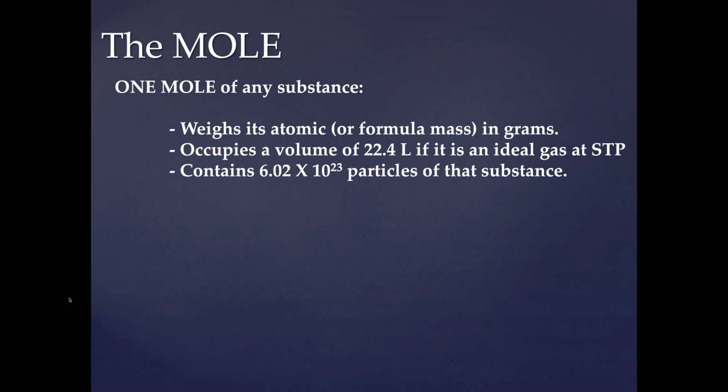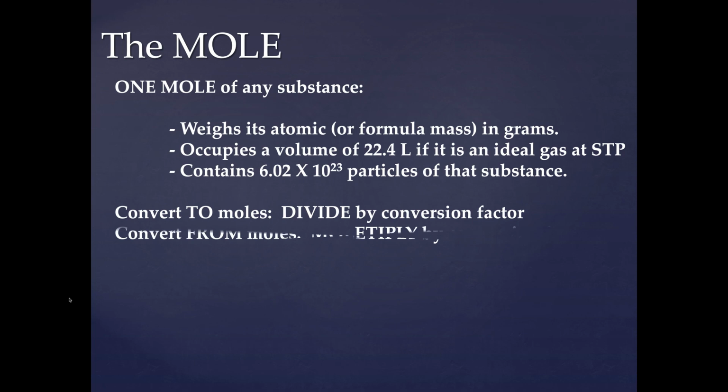Basically, we say we have a mole of substance instead of saying we have enough atoms for it to weigh its atomic mass, or we have enough gas for it to occupy 22.4 liters. We just say 1 mole of it, like we'd say I have a dozen eggs. So if you want to convert to moles, you divide by the conversion factor so that whatever you're converting cancels and leaves you with moles. And if you want to convert from moles, you simply multiply to cancel out the moles and be left with whatever unit you're trying to solve for.